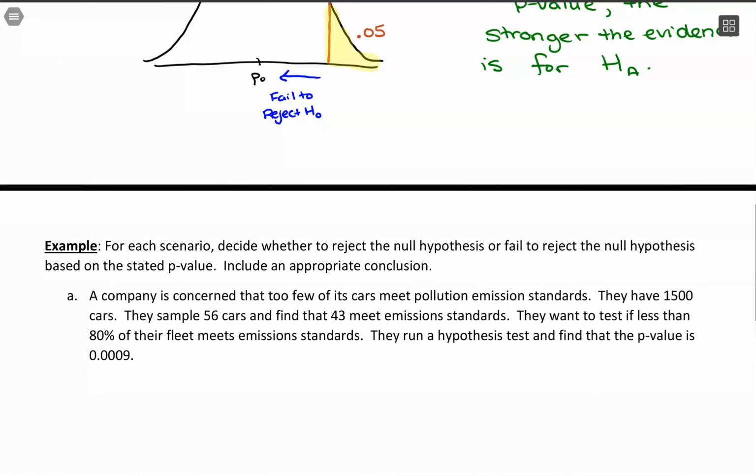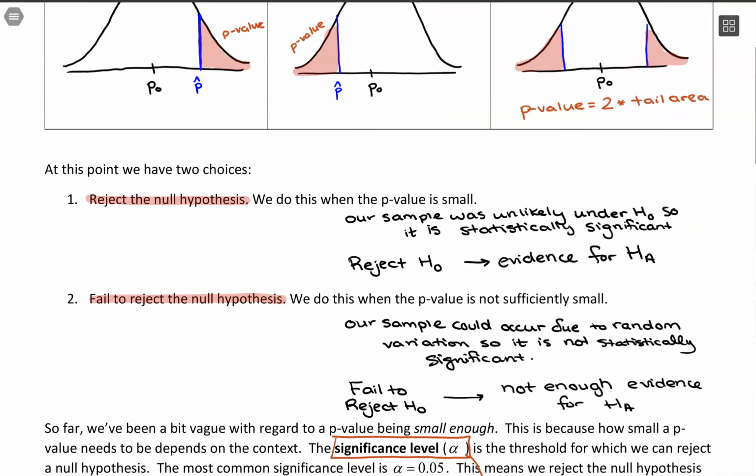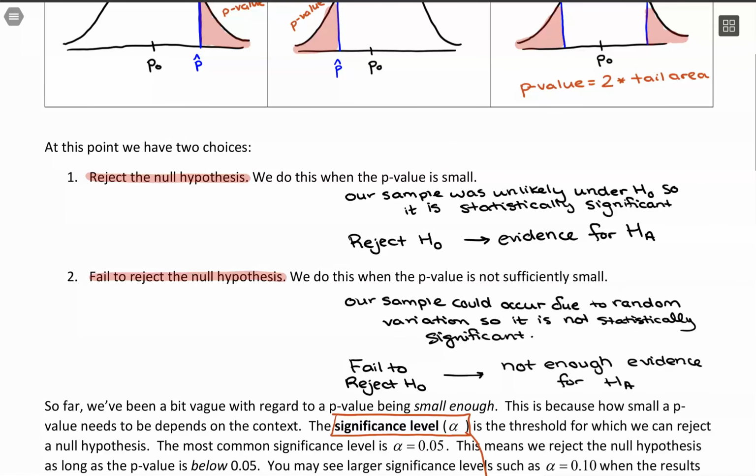And once we have that probability, how do we evaluate it? And then how do we write our sentence conclusion? So we end up with these two possibilities. When we reject the null hypothesis, that's coming from when we take our p-value and compare it to our significance level. This is where our p-value is small, so it would be less than that significance level.